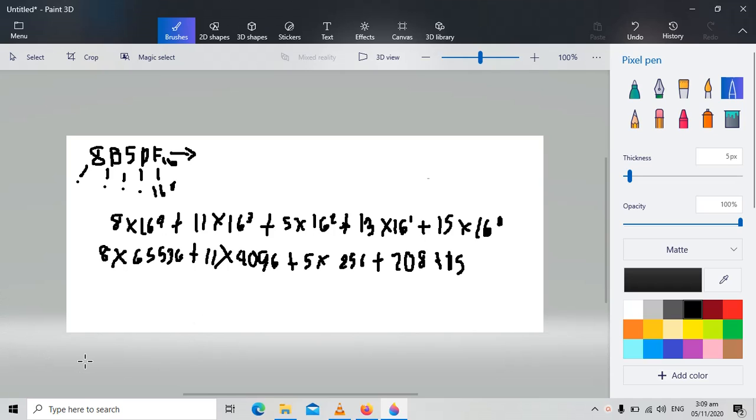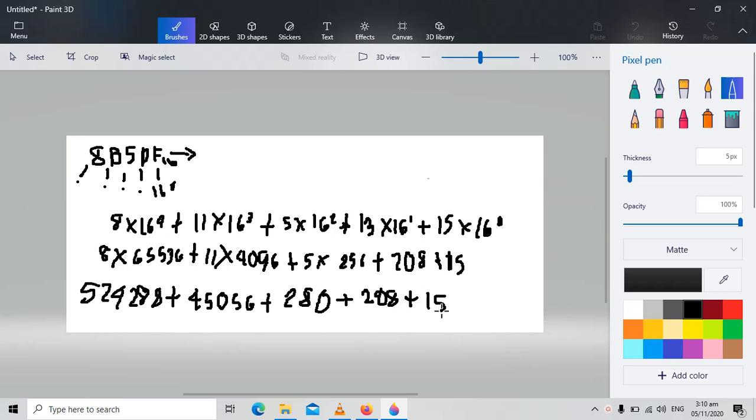65,536 times 8 is equivalent to 524,288, plus 11 times 4,096 is 45,056, plus 256 times 5 is 1,280, then put 208 and 15. Alright, we're down to our final answer. 524,288 plus 45,056 plus 280 plus 208 plus 15 is equivalent to 570,847. And that's our decimal number in this problem.